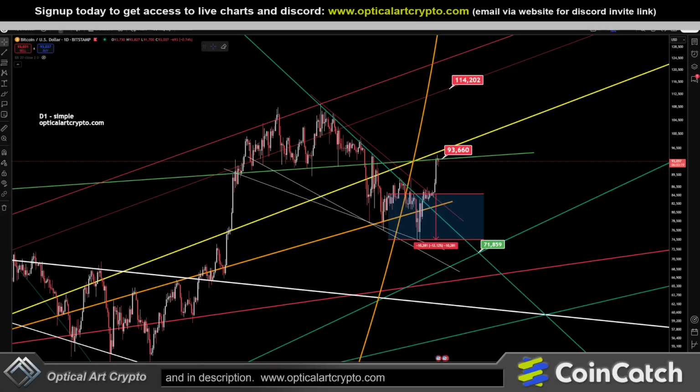Guys, I will keep you updated, but just remember 93,700, that's the point to watch. If above that holds as support, I get very bullish. Otherwise, we could see some downside.